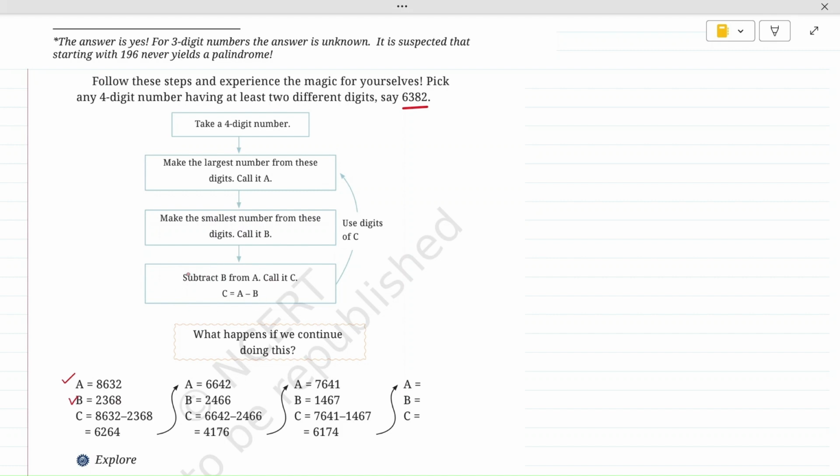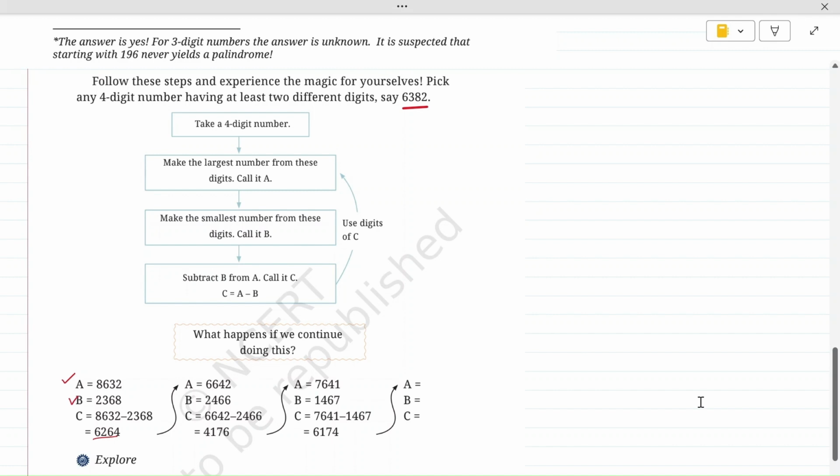We are calling the largest number A and the smallest number B. Now, the third step tells us to subtract B from A and call it C. Now we have to take the difference of these two, and we are calling this difference C here, which is 6264. Okay, this is what we are doing here.